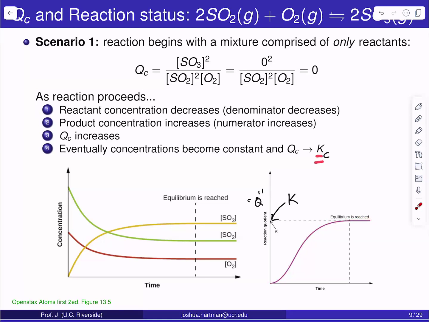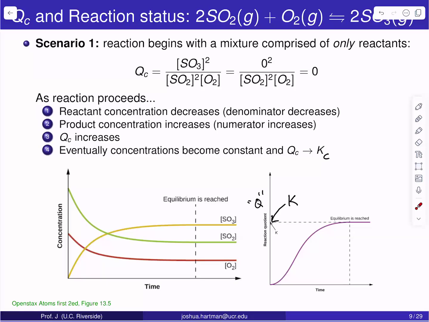So K is a fixed value for a given reaction under certain conditions. It's defined the same way as QC, but it is the ratio of products and reactants with this same form, appropriate exponents, at equilibrium. Okay, and now I'm going to define that again here in a minute. But what I want to do first, before we dive into more of a discussion of K, is consider an alternative scenario.